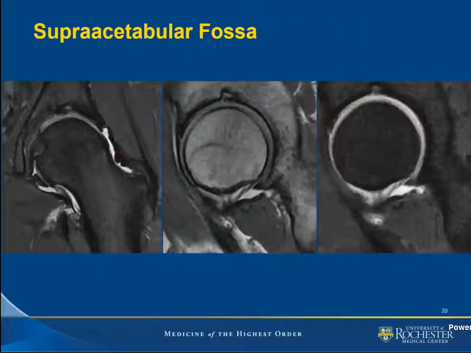As was alluded to in the prior presentation, if you have a cookie cutter defect within the acetabulum, a bony circular defect in the acetabulum at the 12 o'clock position, this is what's referred to as the supraacetabular fossa. Oftentimes this is filled with cartilage, and this should not be mistaken for a subchondral cyst. You should not be thinking that this is a full thickness cartilage defect. Be familiar with this typical location at the 12 o'clock central position as a normal variant of the supraacetabular fossa.